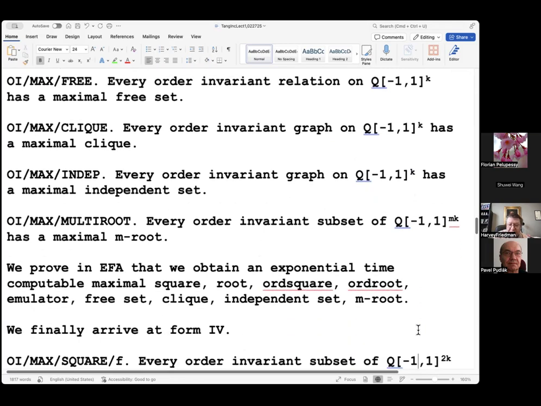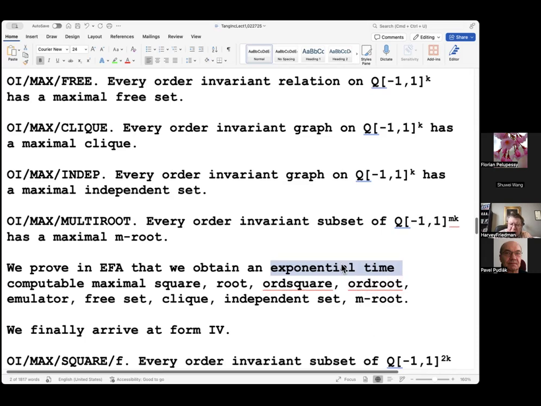Okay, we can get an exponential time computable maximal square root, ORed square, ORed root, emulator, free set, clique, independent set, M root. I didn't look too much at the computational complexity side yet. I'll just take half a day to think that through, to maybe make that more definite or precise.